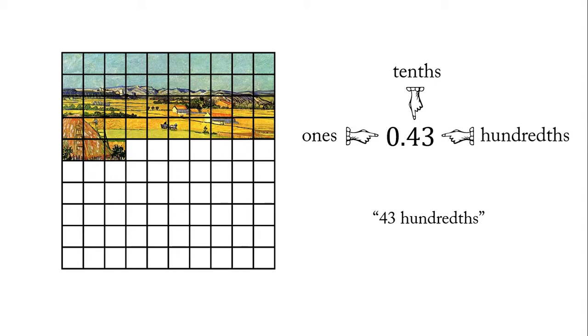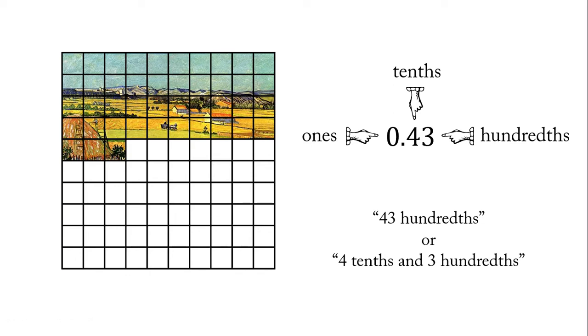So instead of saying 43 hundredths, you could say how many tenths there are, and then how many hundredths there are. So instead of 43 hundredths, you could say 4 tenths and 3 hundredths. And all we're doing is, instead of saying the entire number and putting it in the hundredths, we're saying the number of tenths and hundredths individually.